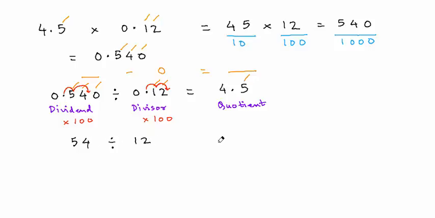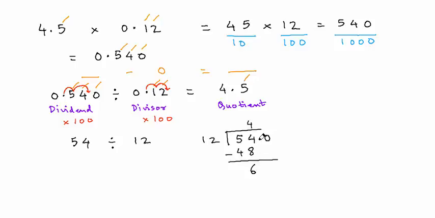So if we do this division now, 54 divided with 12, let's keep in mind that the decimal point on 54 is right in the end. So it's actually a 54.0 or 54.00, any number of zeros after the decimal point. Now 12 times 4 is 48. We have a 48 down here. Subtract. Just go ahead with normal division. We have a 6 here.